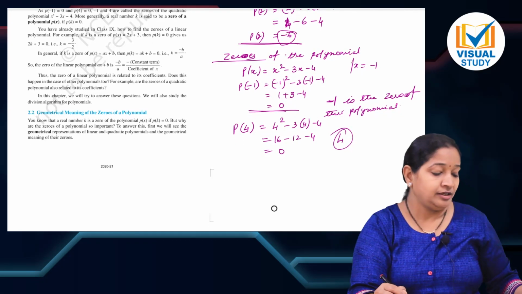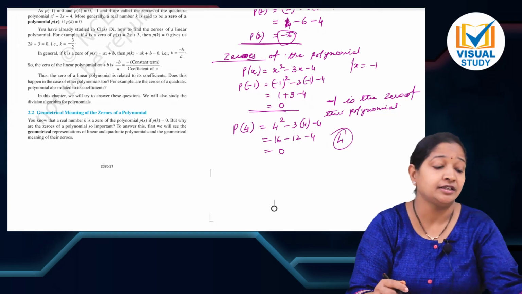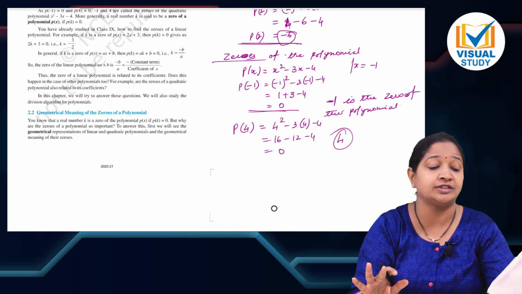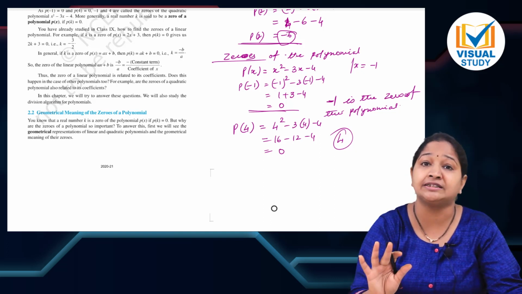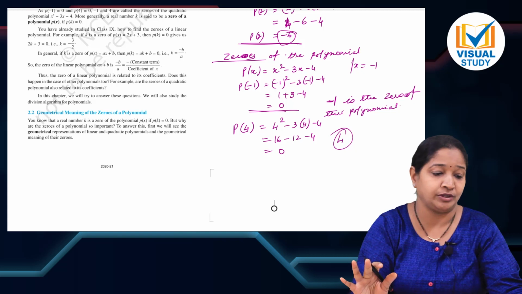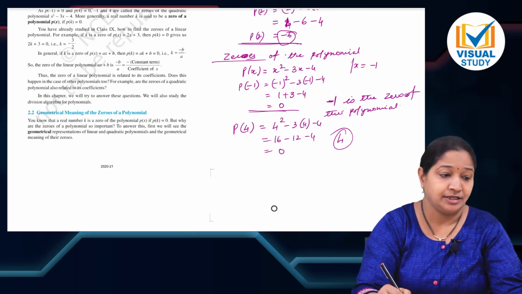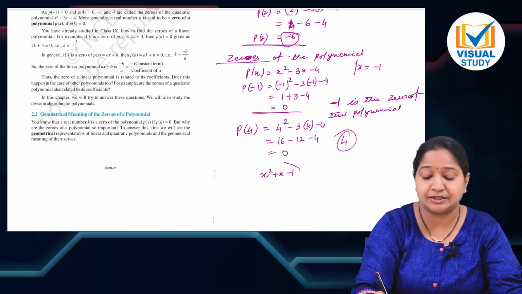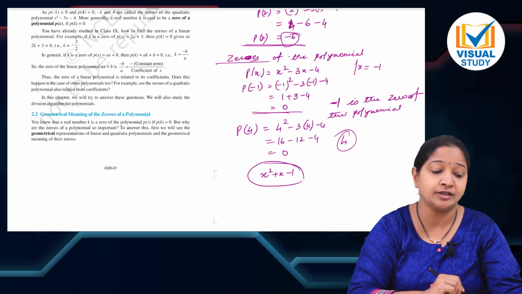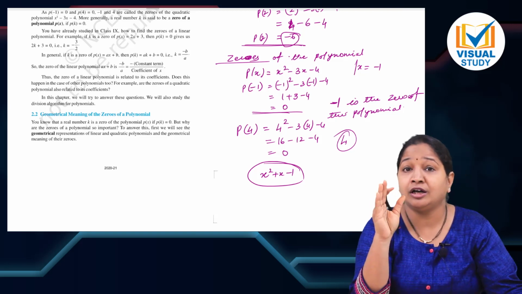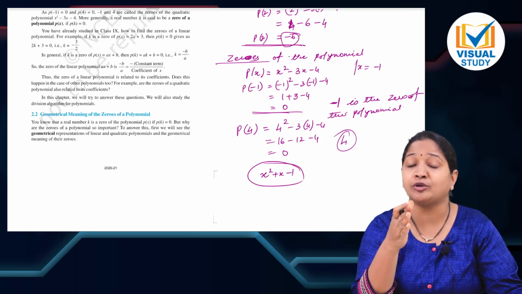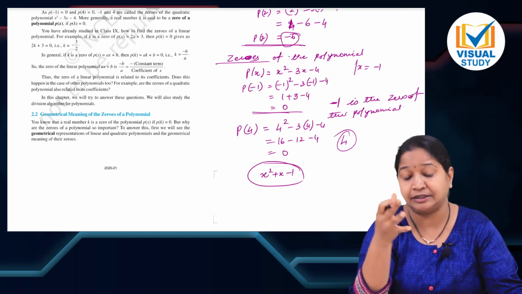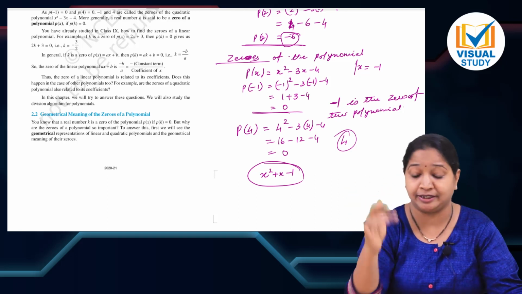Now, what are the highlighted points here? Every real number is the zero of the zero polynomial. But see here, x square plus x plus 1. This is your quadratic polynomial. How are you going to find the zeros of the quadratic polynomial? By your middle term splitting. Just recollect it. You have done it in 9th and 8th also.